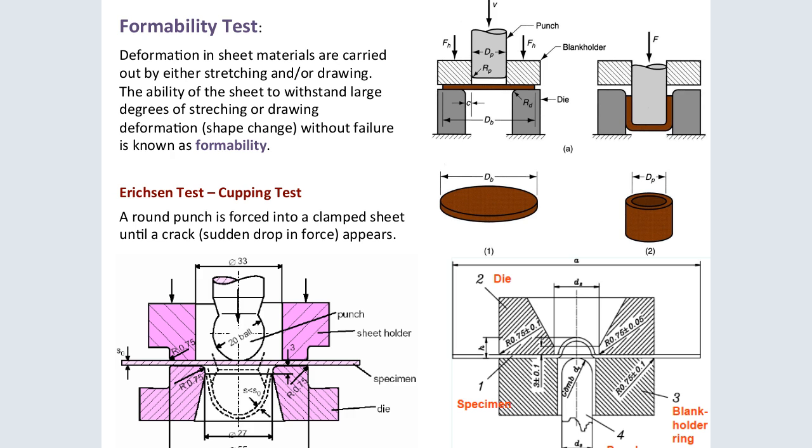Formability test. How do we test that the forming process is a success? The deformation in sheet materials is carried out by either stretching or by drawing. The ability of the sheet to withstand large degrees of stretch or drawing deformation shape change without failure is known as formability. So the Erichsen test, it is also called the cupping test, a round punch is forced into the clamped sheet until a crack or a sudden drop in force appears. So you can see how it is being forced in until it breaks, that crack, or it makes that shape that is needed.